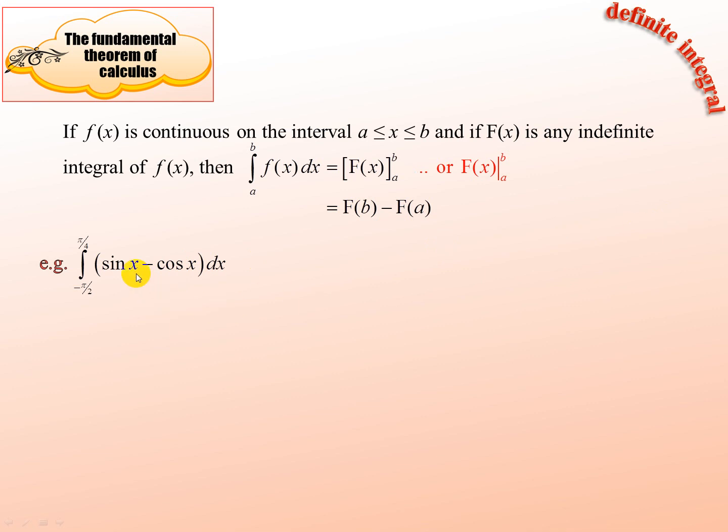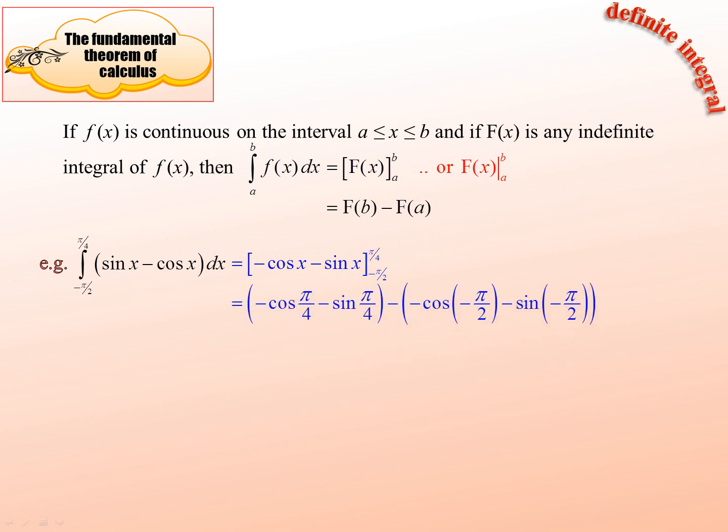So we're going to integrate. The integral of sine x is minus cos, and the integral of cos is sine. So there we are. So now we've integrated, but it's still from minus pi by 2 to pi by 4. Now we're going to do our substitution. There we have it.